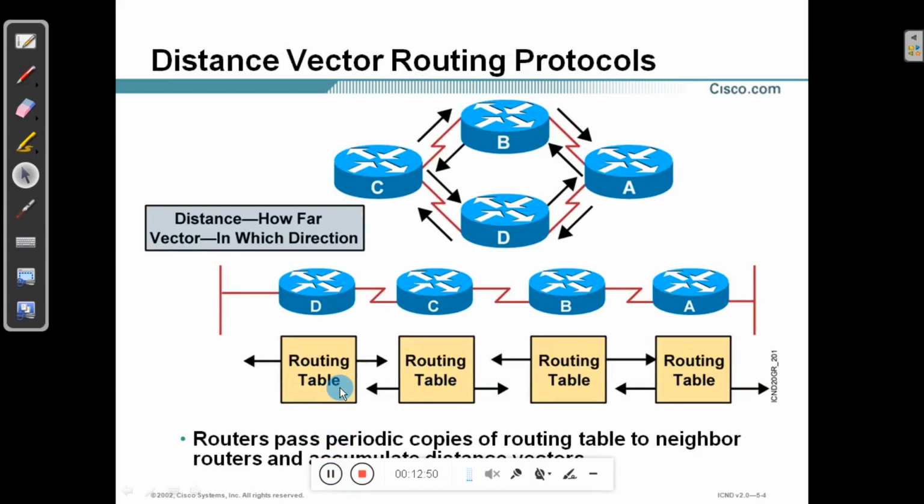Students, we will see now distance vector routing protocol. To explain this distance vector routing protocol, I am making use of the slides from the Cisco website.